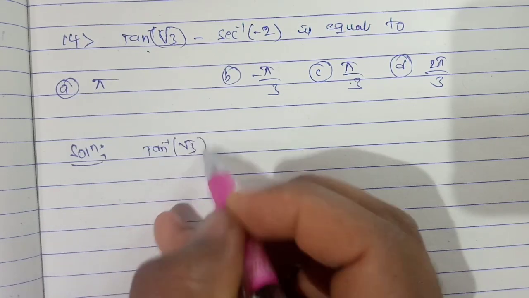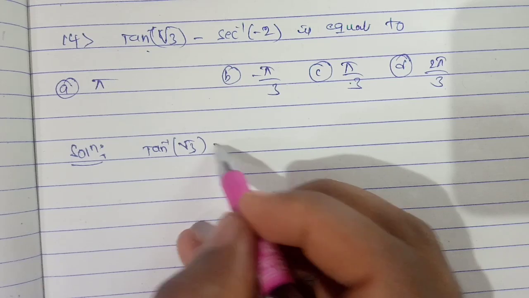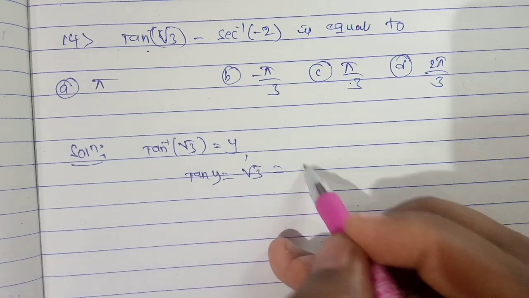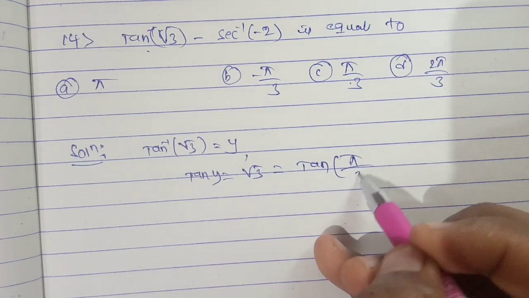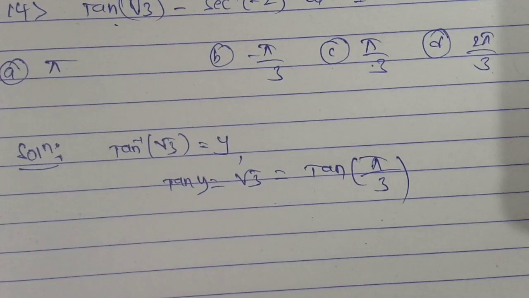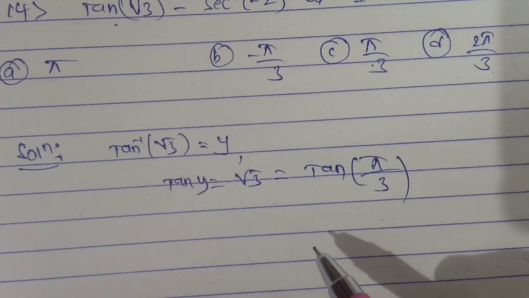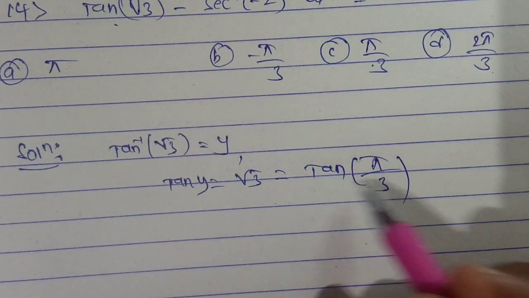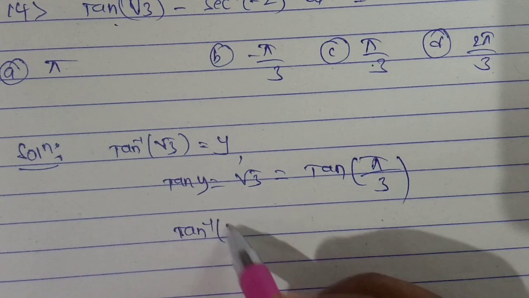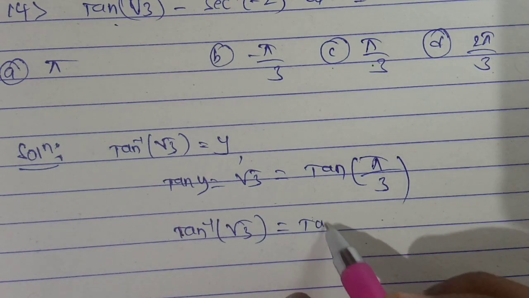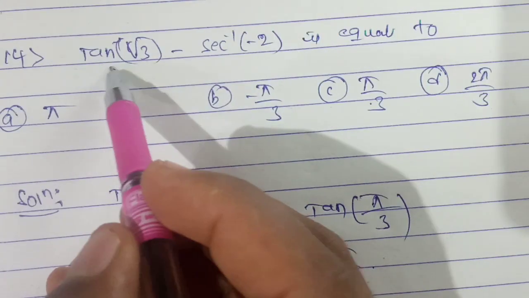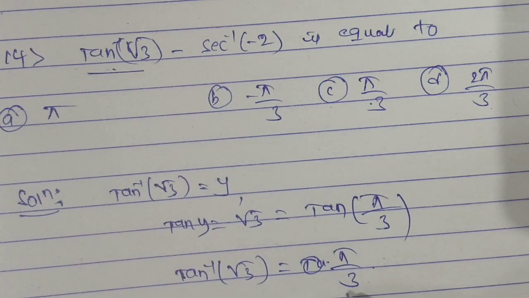Tan inverse of root 3. First I am going to simplify this one, which is equal to y, and tan y is equal to root 3, which is equal to tan of pi by 3. Clearly tan 60 value will be root 3. Hence tan y is equal to root 3, which is equal to tan of pi by 3. Therefore tan inverse of root 3 is equal to pi by 3. Here I get the first identity, the value will be pi by 3.